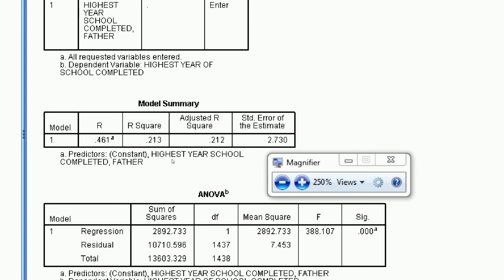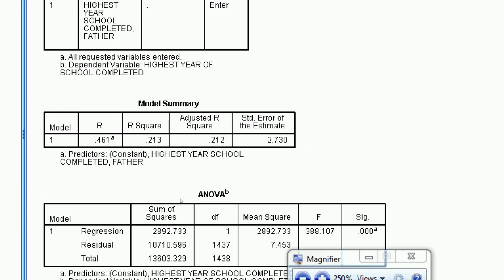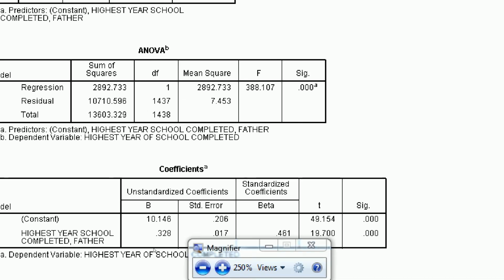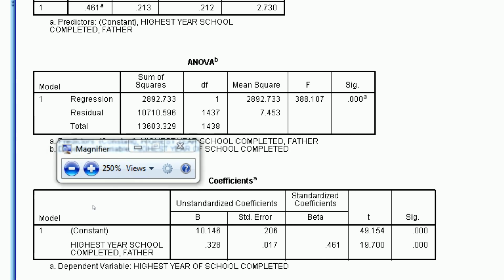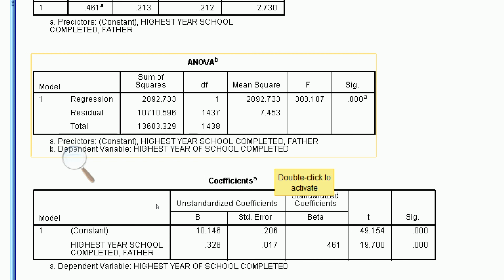Now, what about our actual regression results? So looking down here, we see that we have another table where we have coefficients, and right next to where it says constant, we have a value of 10.146, and so that's the intercept. And so that tells us basically for someone whose father's education is 0, their predicted level of education is 10 years.